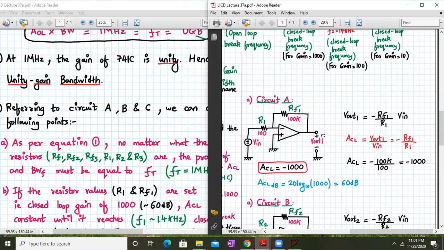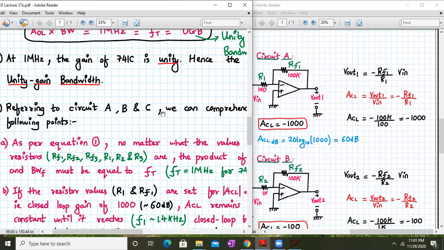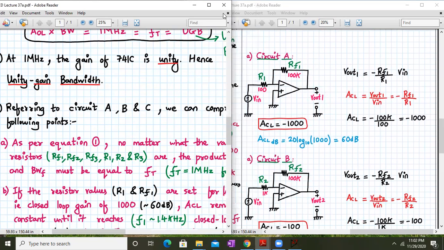Okay, so let us analyze circuit number A. Actually, we are referring to all the circuits together, but we will go one by one. So let us start with circuit number A analysis. In circuit number A, if you see intuitively, it's an inverting amplifier with feedback resistor RF1 of 100K and R1 of 100 ohm.